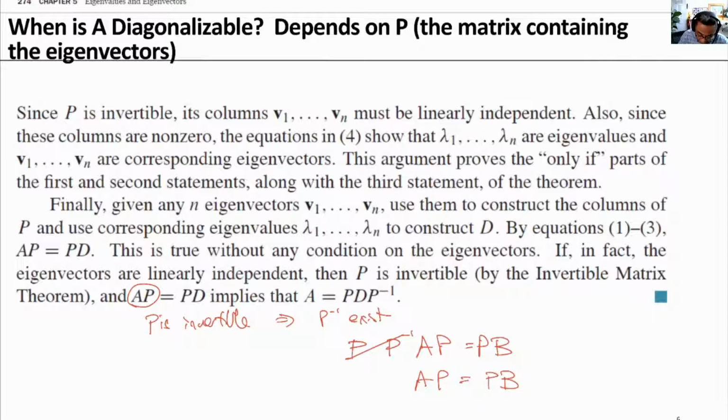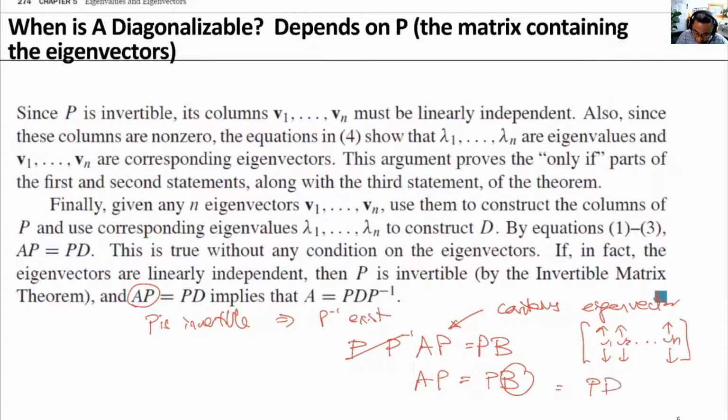Now, if P contains eigenvectors, for example V1, V2, and they are distinct and independent eigenvectors, then instead of any B matrix, we will get PD, where D is a diagonal matrix of eigenvalues. So this is lambda 1, lambda 2, and lambda n.